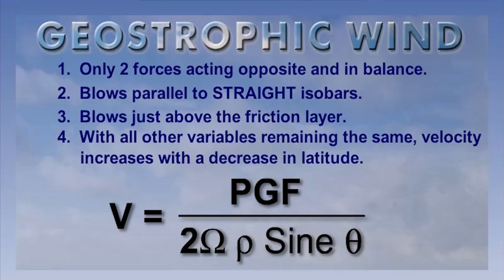Note, though, that for the geostrophic wind, this will only be true down to latitudes of 15 degrees, because between this latitude and the equator there is no Coriolis force, and so geostrophic winds do not blow.